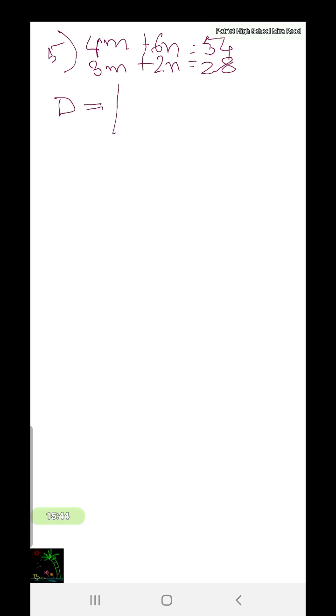Fifth sum: 4m plus 6n is equal to 54, and the second is 3m plus 2n is equal to 28. So determinant D will be equal to the first two columns, 4, 3 and 6, 2. This will be 4 twos are 8, minus 6 threes are 18. So this will be minus 10.